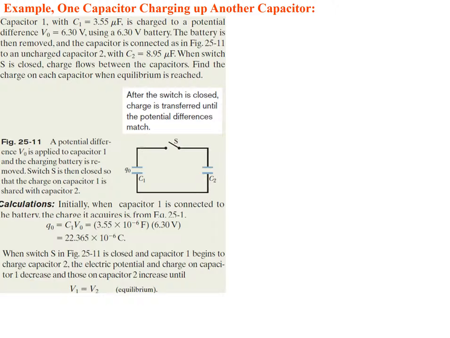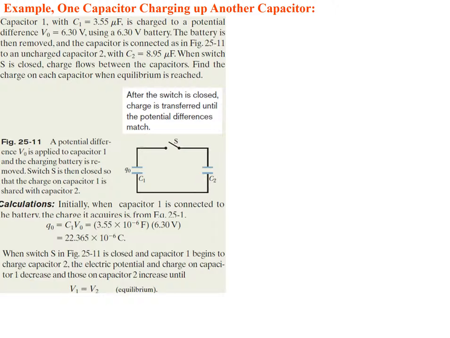All right, so we're talking about now one capacitor that's charging up some other capacitor. Capacitor 1, which has a capacitance of 3.55 microfarads, is charged to a potential difference of V0 using a 6.3 volt battery. The charge is then removed, and the capacitor is connected, as shown in the figure, to an uncharged capacitor 2 that has a capacitance given. When the switch S is closed, charge is going to flow between the capacitors. Now find the charge on each capacitor when equilibrium is reached.